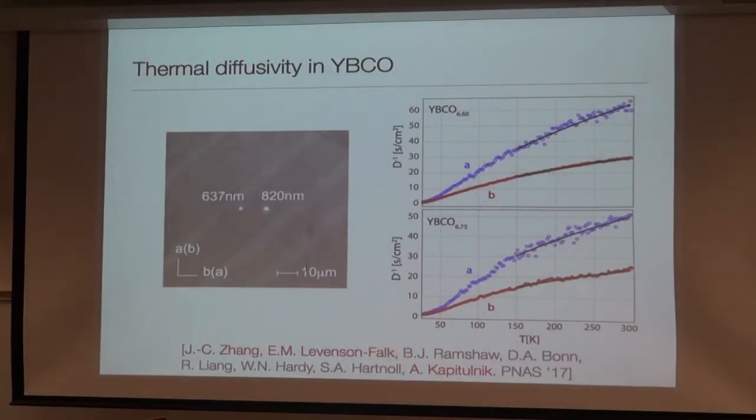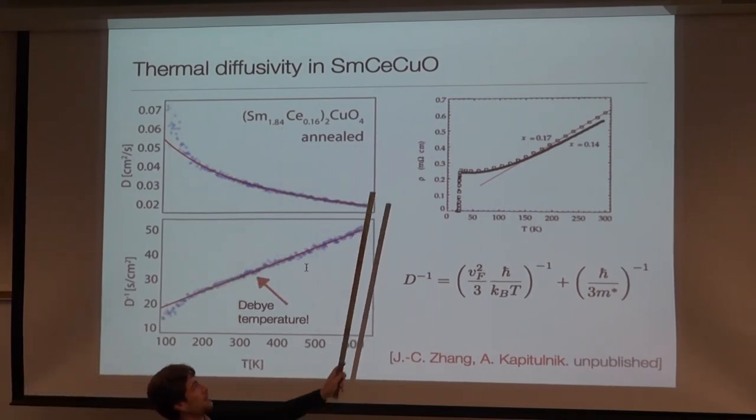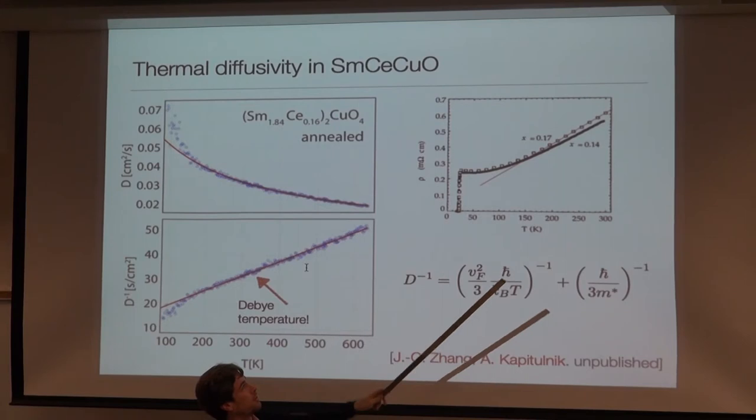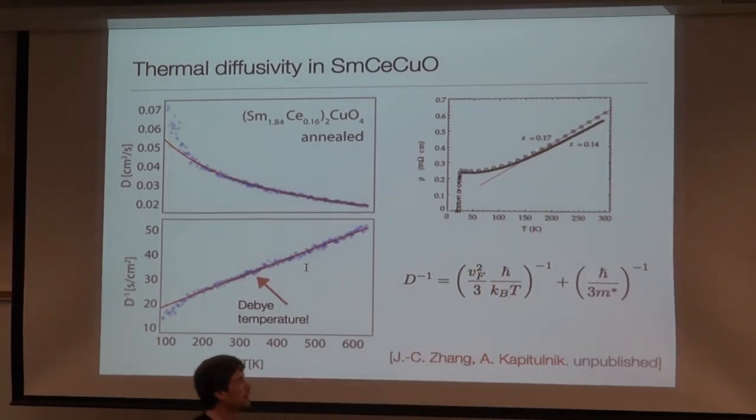So actually, my colleague Aharon Kapitulnik went away and measured the thermal diffusivity of a high T superconductor, and let me just show you the nicest data, which is not published yet. So this is a cuprate, okay, and this is the resistivity against temperature, and so it has this T-linear regime, okay.